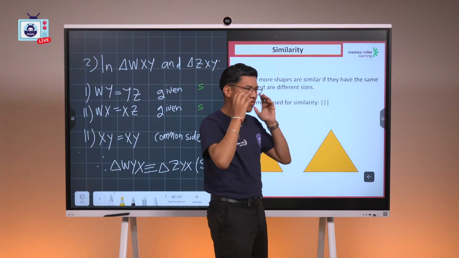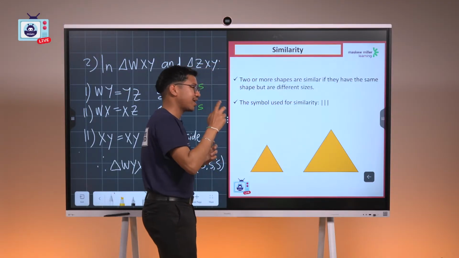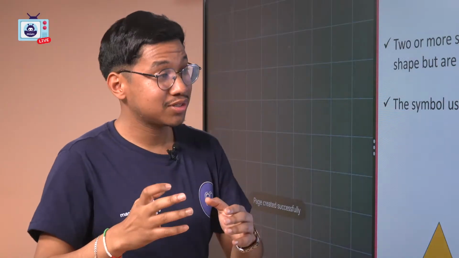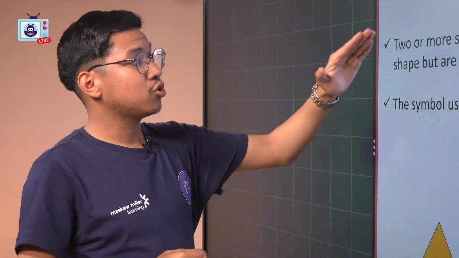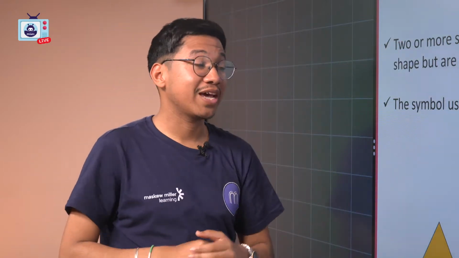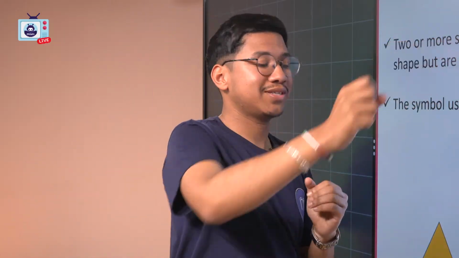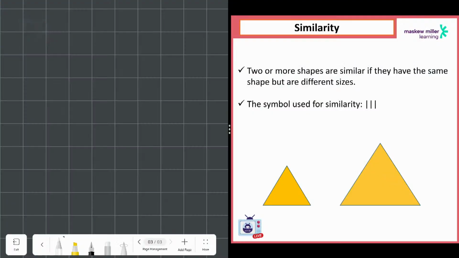So again, we've learned in grade 8 last year that similarity is not exactly the same as congruency. Congruency is when I have two shapes that are the same in size and in shape, but two or more shapes are similar if they have the same shape. So the shape is the same, but they have different sizes. The symbol used for similarity is three vertical lines, right? So I have three vertical lines to symbolize the shapes to be similar to each other.